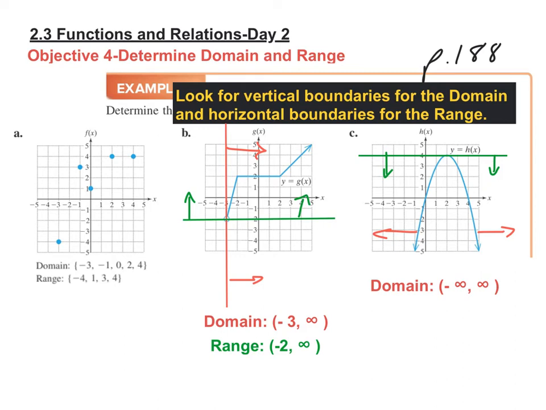Negative infinity, okay, negative infinity. So the negative infinity comes first, because that's the smallest number, and we say that 4 is included, so that's where it's going to have a bracket instead.